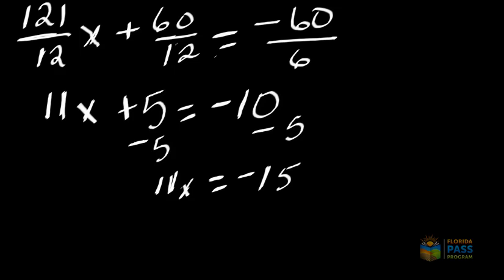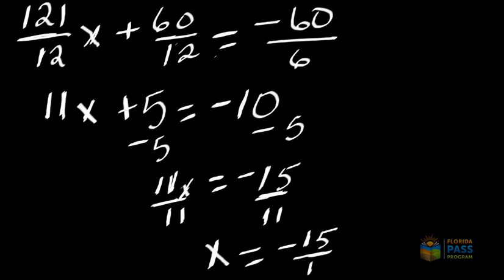So here's what you do. Because you'll notice, if you're forward thinking like me, 11 can't go into 15. So we're going to just leave our answer as a fraction here. And you would have negative 15 over 11. Negative 15 over 11. Don't forget about your negative.